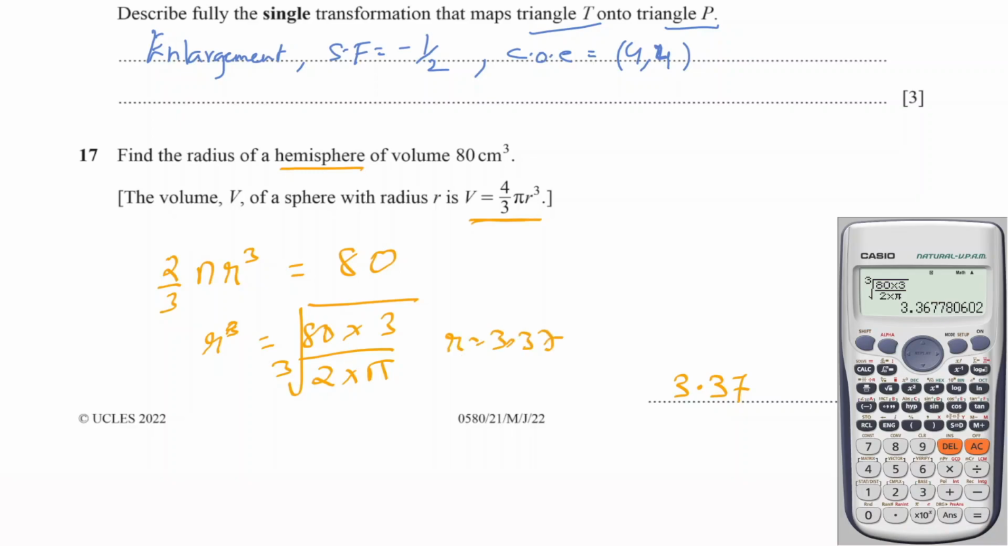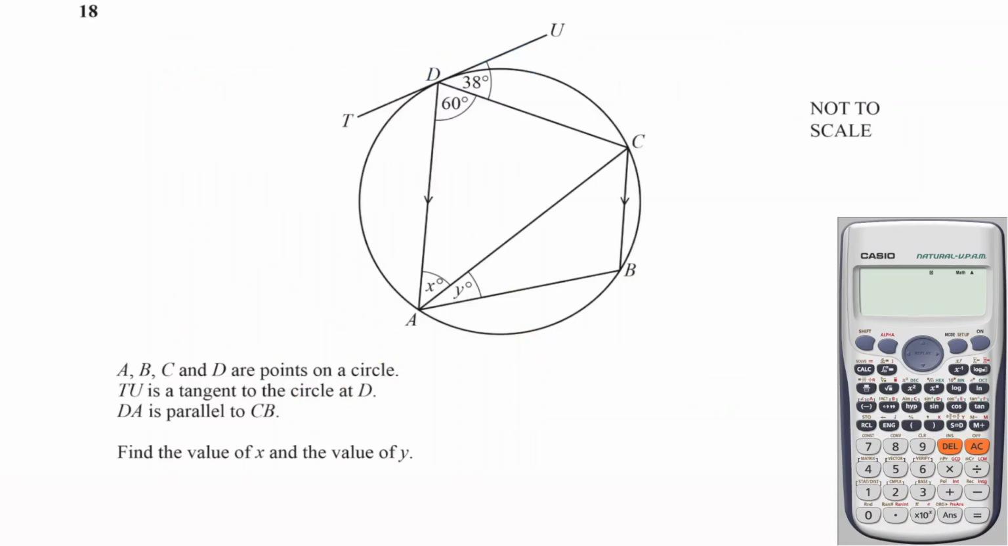Okay, let's move on. Question number 18. A, B, C, D are points on the circle. If 4 points are on the circle, it is a cyclic quadrilateral. The rule is, in a cyclic quadrilateral, the sum of opposite angles will be 180. This is what the condition is, right? By reading the question itself, you should know. A, B, C, D are points on the circle. TU is a tangent to the circle at point D. DA is parallel to CB. Okay, let's find out the value of x and y.